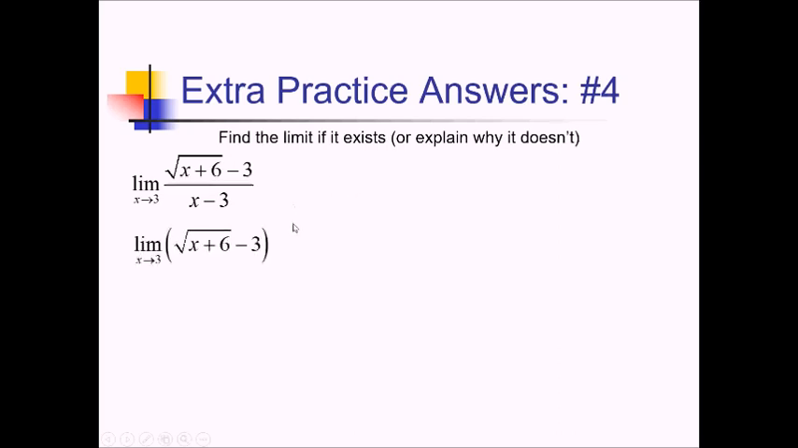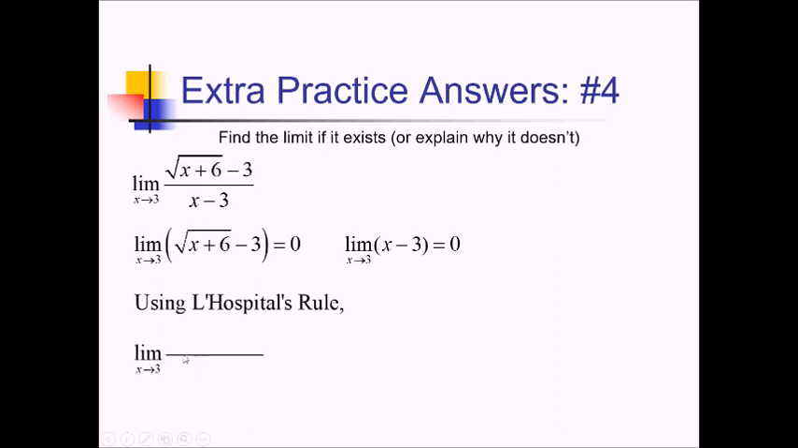So let's see, limit of the numerator as x approaches 3. Again, we saw that's really square root of 9 minus 3, which is 0. Limit as x approaches 3 of the denominator, 3 minus 3, also 0. So then using L'Hopital's rule, let's take the derivatives of the top and the bottom separately and put them back inside a limit as x approaches 3.